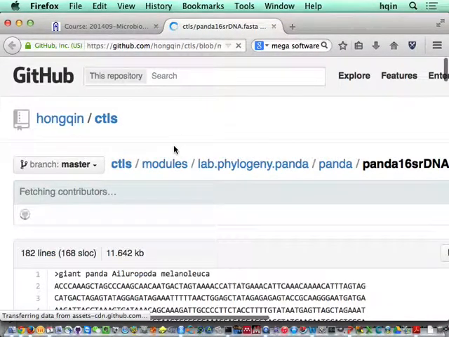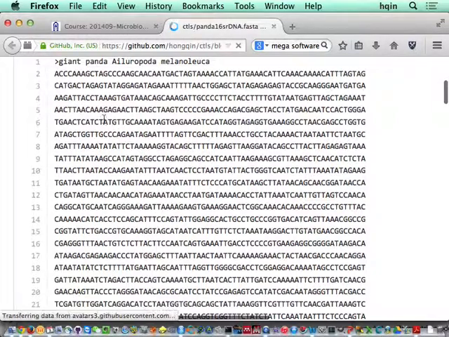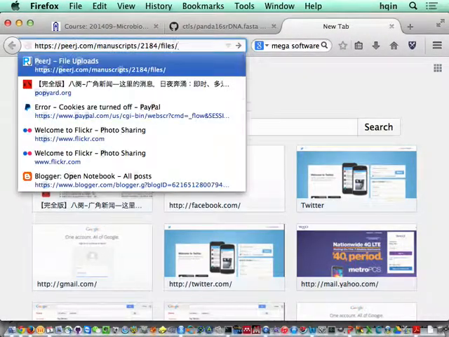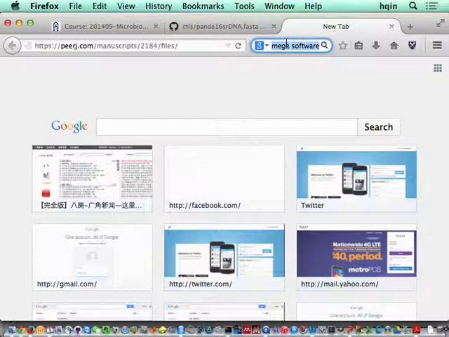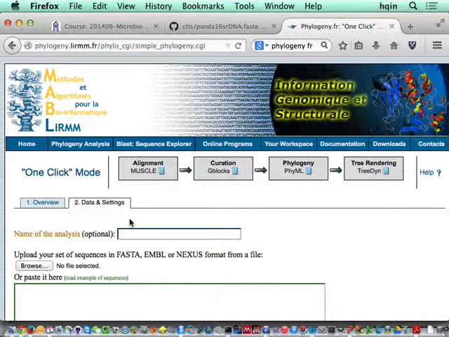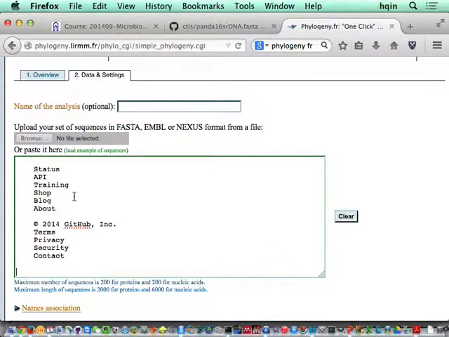So I put all those giant panda sequences. This must be mitochondria 16S DNA. So all I do is select all, copy and paste, and then I go to the phylogeny website in France. There's a website for that, but this website is easier for non-protein coding genes, because for protein coding genes you have to do it a different way.